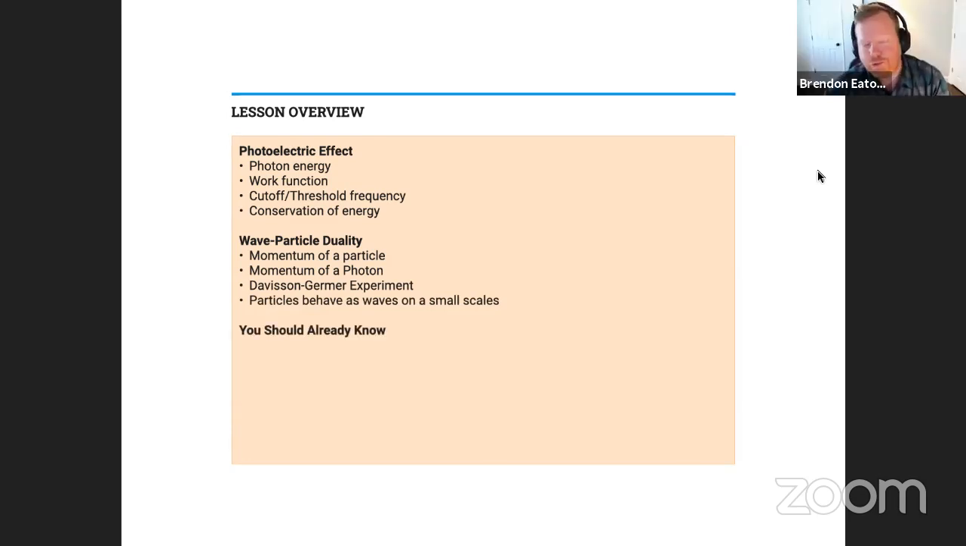All right, and you should already know, at least we hope, that light behaves as a particle and a wave. You should know concepts such as current, voltage, and potential, and also kinetic energy for today's lesson.